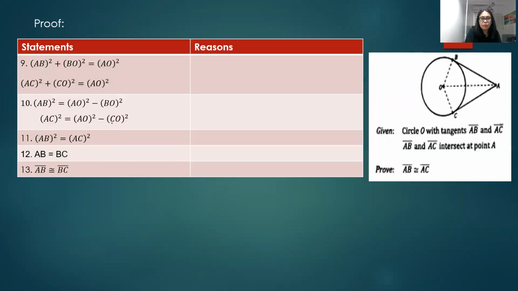Okay, to continue, AO is the longest side, and the square of the longest side equals the sum of the squares of the other sides. And this is about the definition of the Pythagorean theorem. And we just transpose an expression to the other side, and this is about the addition property of equality.